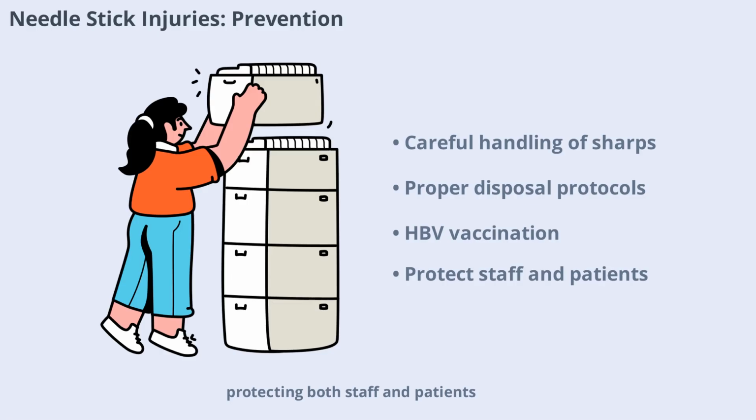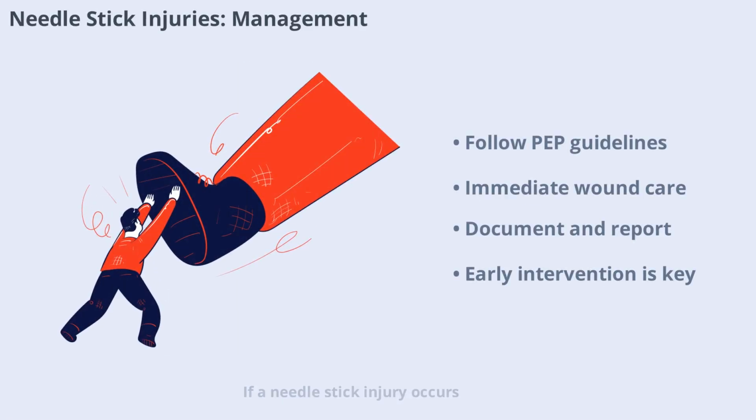If a needle stick injury occurs, management depends on the nature of the injury and the infection status of the patient. Immediate steps include following institutional post-exposure prophylaxis (PEP) guidelines. This may involve wound cleaning, baseline blood tests, and possible administration of prophylactic medications. Prompt reporting and documentation are essential. Early intervention can prevent serious consequences and ensure the safety of the dental team.